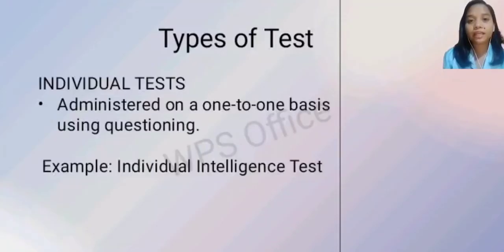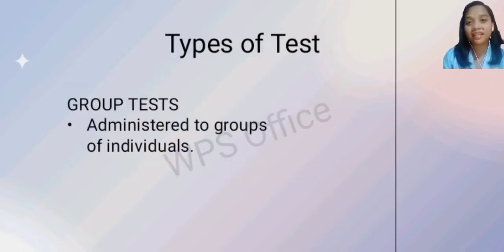Individual tests are administered on a one-to-one basis using questioning. An individual test measures how well you have understood the basic concepts and ideas of psychology as a science and learning into a psychological phenomenon. For example, individual intelligence test.